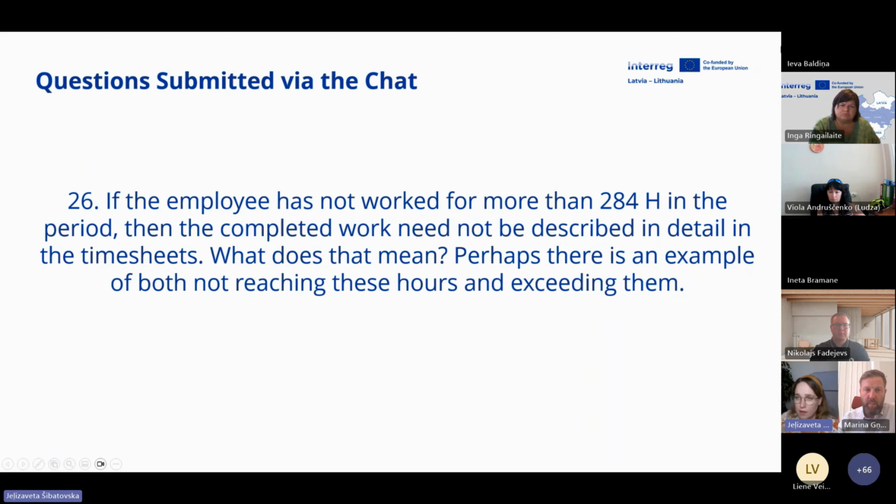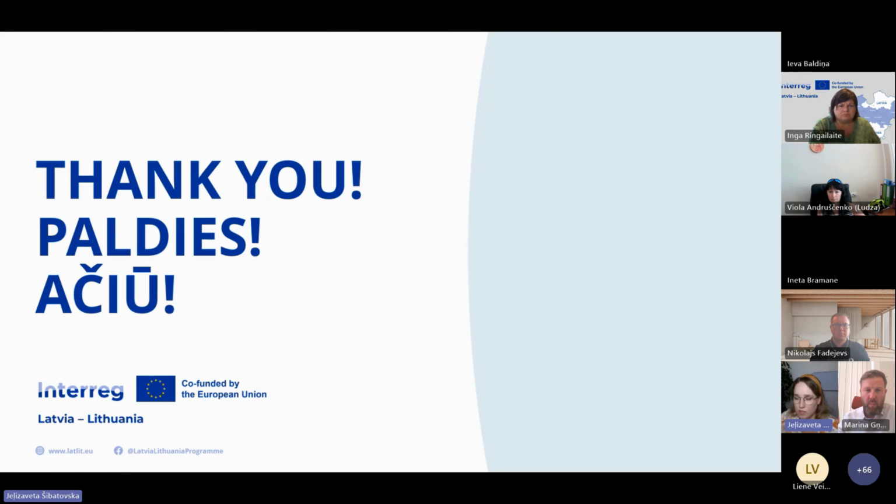Okay, and the last question about staff from the chat. Just a moment. It was from Tatse Blumer. Let me find it. Where to find template for summary of staff costs? What can be used for project manager, financial manager instead of timesheet?